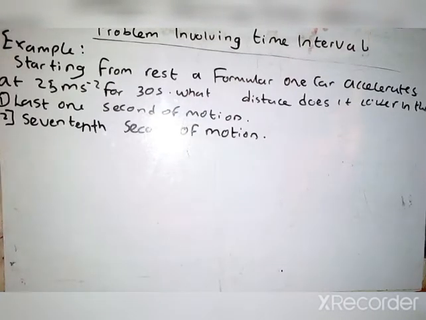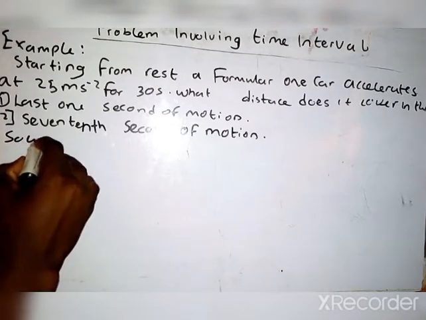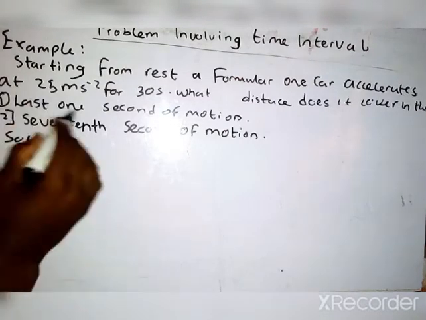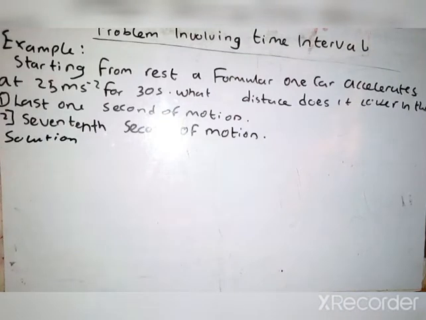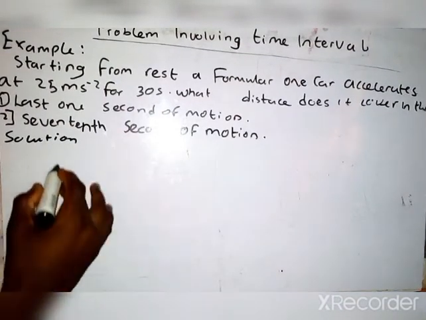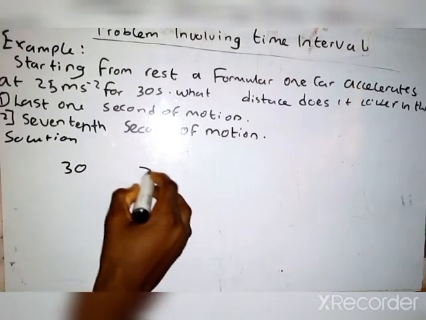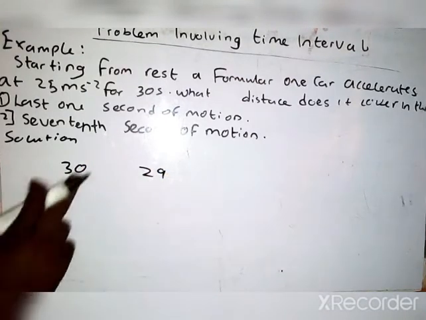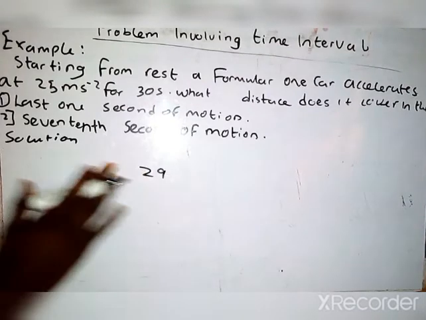So now for the first one, the last 1 second of motion, we have 30 seconds. So the last 1 second will be in between 30 and 29. This is the last 1 second. 30 minus 29, we have what? 1. So this is in between.